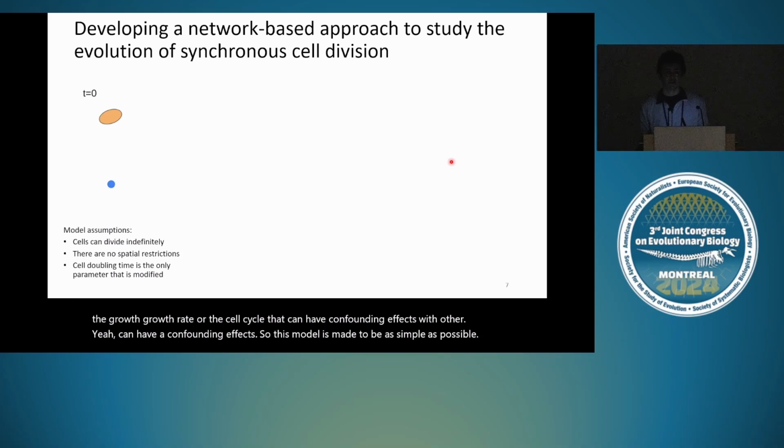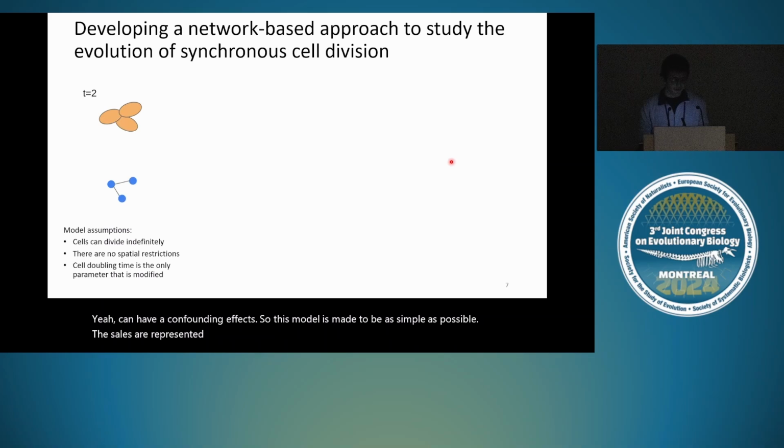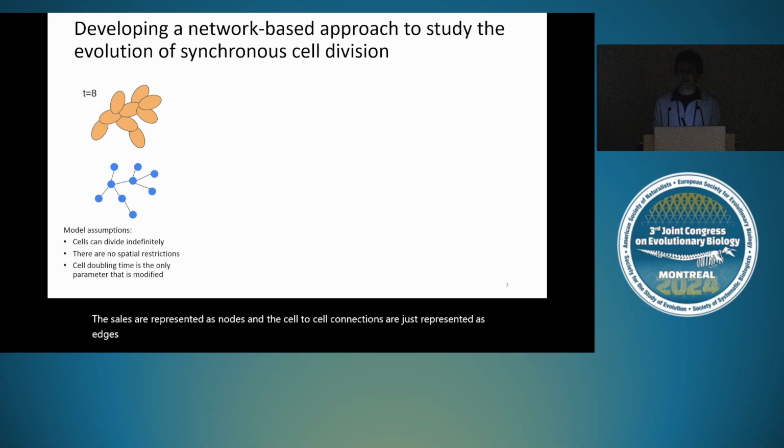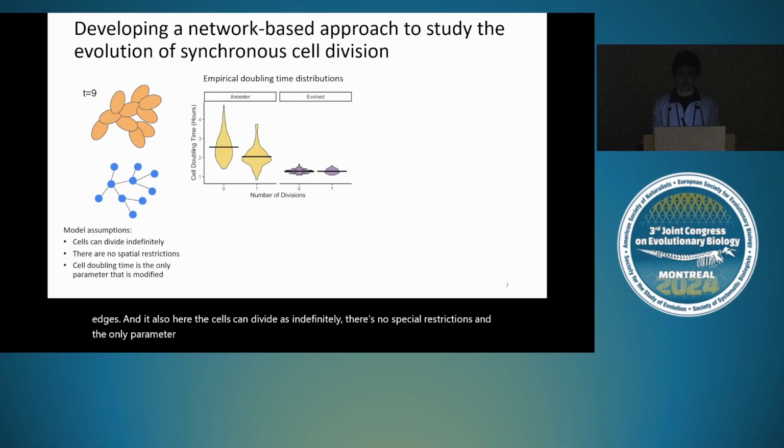So this model is made to be as simple as possible. The cells are represented as nodes, and the cell-to-cell connections are just represented as edges. Here the cells can divide indefinitely. There's no spatial restrictions. And the only parameter that the model is going to use is just the empirical doubling time distributions, where I'm just going to sample the next doubling time of the cell. And if a cell is dividing more than 2 times, then it's just going to sample from the last distribution.